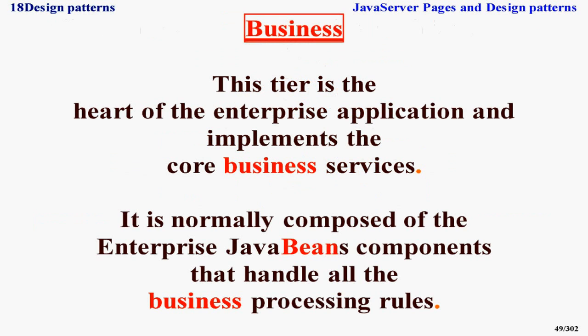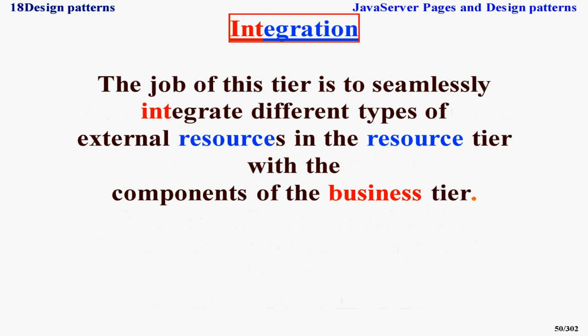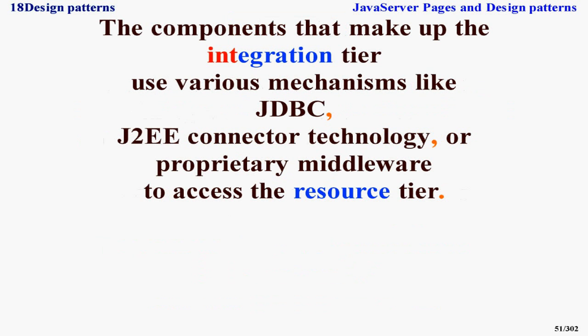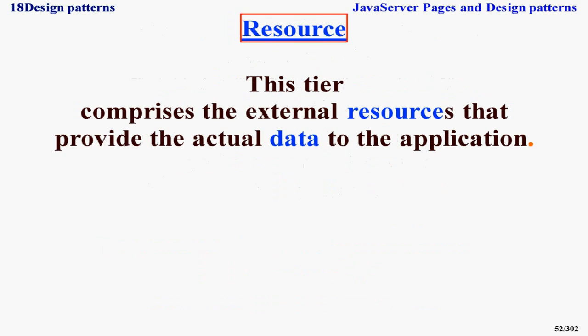Business. This tier is the heart of the enterprise application and implements the core business services. It is normally composed of the Enterprise JavaBeans components that handle all the business processing rules. Integration. The job of this tier is to seamlessly integrate different types of external resources in the resource tier with the components of the business tier. The components that make up the integration tier use various mechanisms like JDBC, J2EE connector technology, or proprietary middleware to access the resource tier.